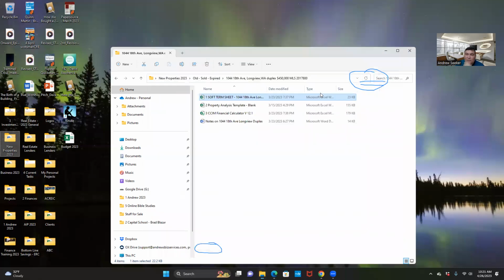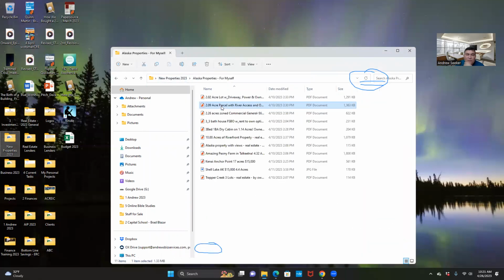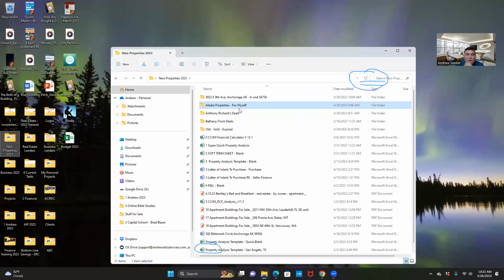I'm gonna pass. Okay, well, I did already, but let me see here. Alaska properties for myself. Well, I'm trying to buy some raw land out in the middle of nowhere, so you're probably not going to be interested in that up there in Alaska. I kind of want to just build a second home or log cabin or something and hide out up there.